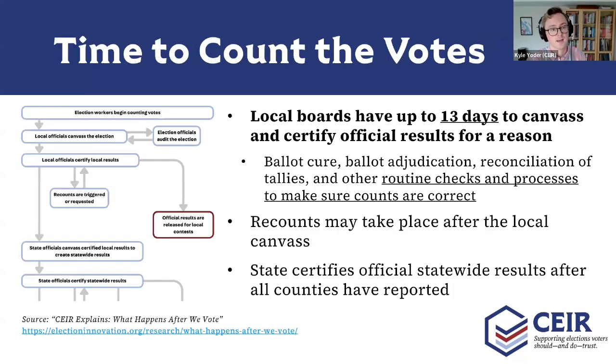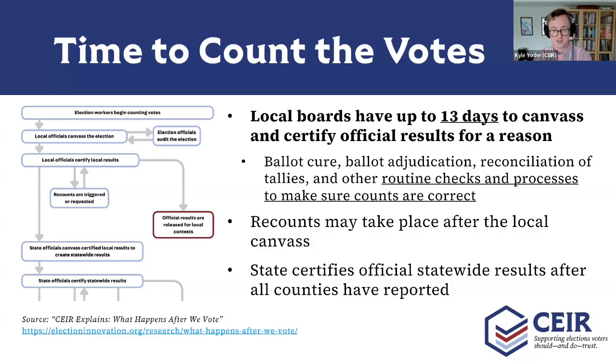The last thing I want to talk about is the time to count the votes, because counting votes does take time, especially when you have as many races on the ballot as we saw earlier in this presentation. Local boards in Kansas have up to 13 days after election day to canvass and certify official results for a reason. They're doing all of those thorough checks we've been talking about: ballot cure, ballot adjudication, reconciliation of tallies, and any other routine checks and processes that are needed to make sure that the counts are correct and accurate.